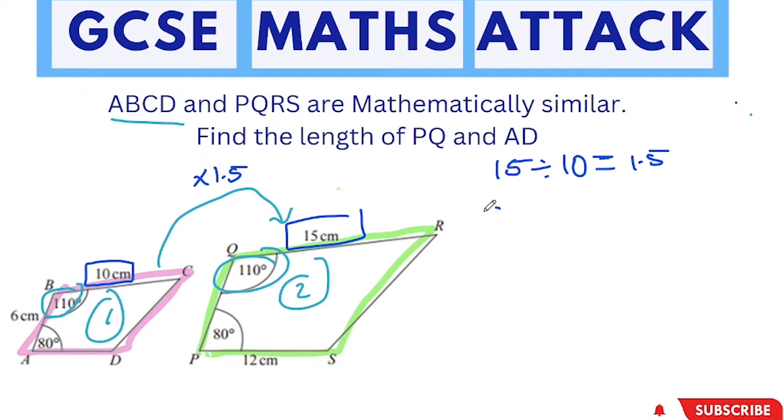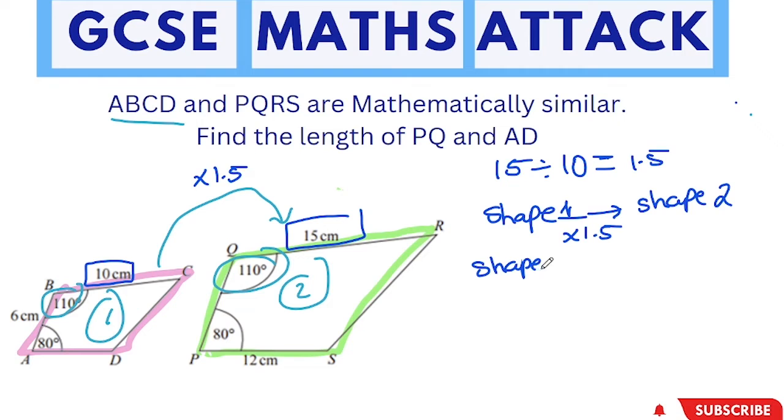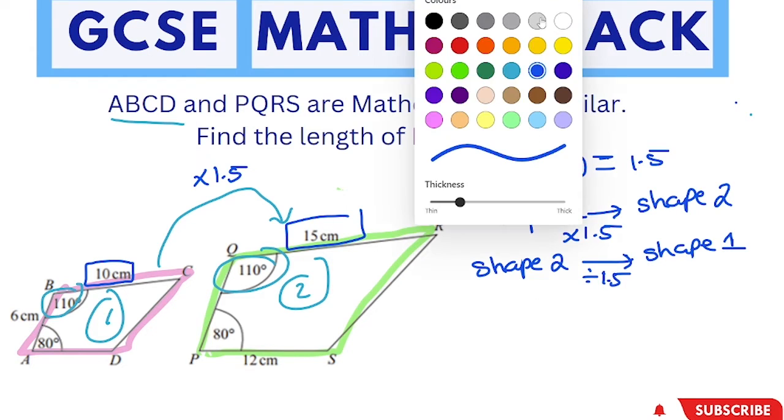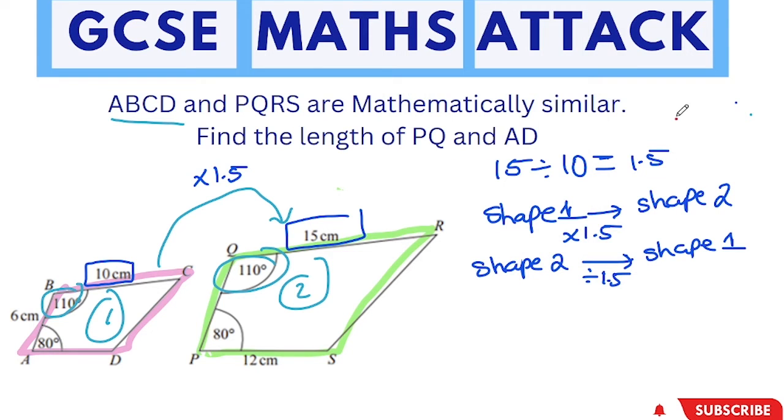So to go from shape 1 to shape 2, I need to multiply by 1.5. And if I want to go from shape 2 to shape 1, I need to divide by 1.5. This fact over here is going to be very important in the next few minutes.